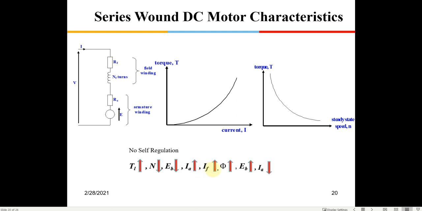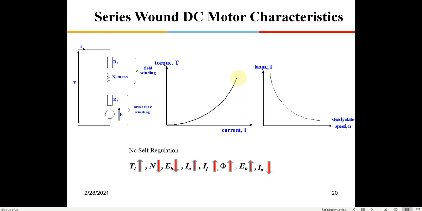If the field current increases, it also increases the flux, and that flux will increase EB, that is the back EMF. So the armature current will not increase much in this case, and the torque will not increase. It will now stabilize at a lower RPM, because the load current and the torque of the motor don't match automatically, unlike in a shunt wound DC motor. So here the armature current will slightly come down.